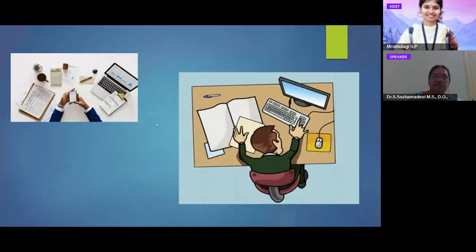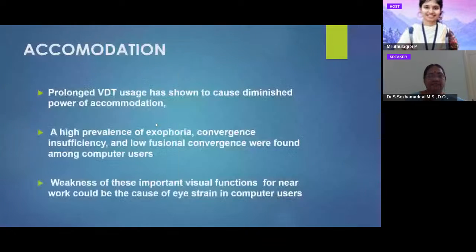So continuously putting your eye to strain and looking at all these gadgets at a given point of time, the accommodation muscles after a certain time get fatigued, and there results blurred vision, diplopia, transient myopia, etc. Next slide.